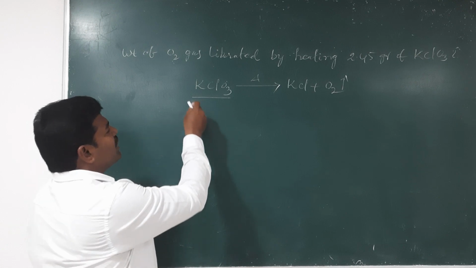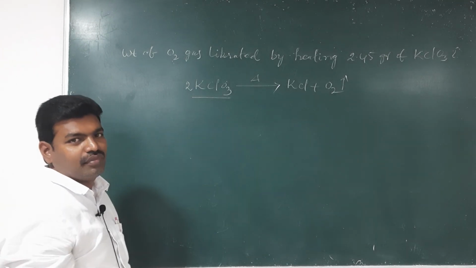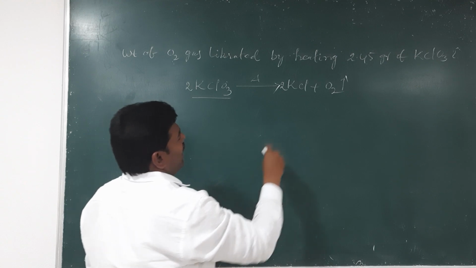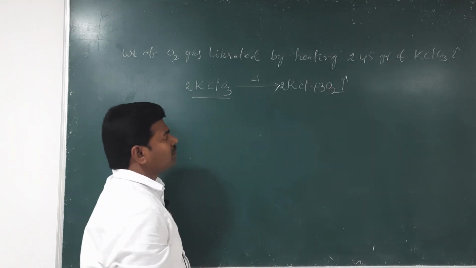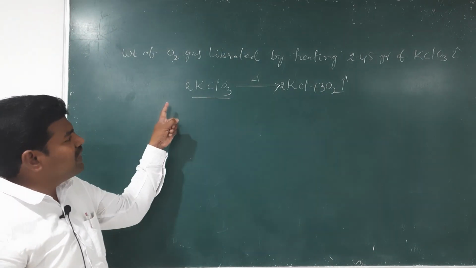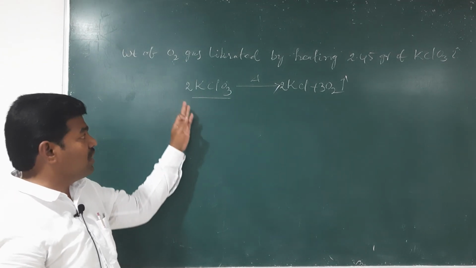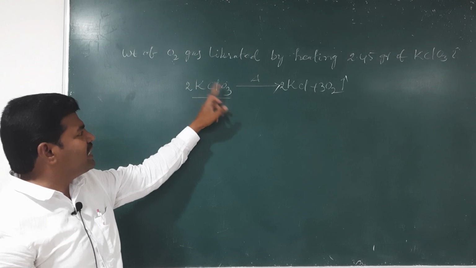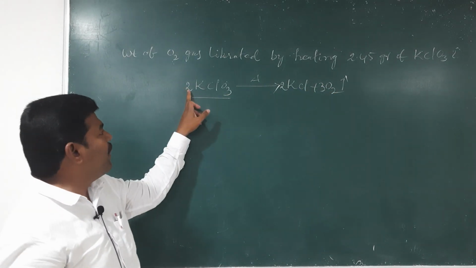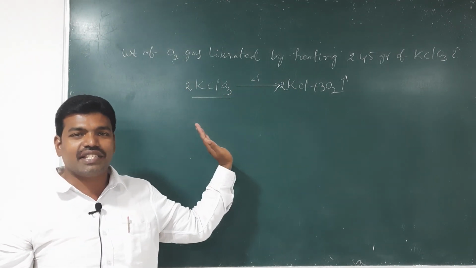For example, if you increase the number of moles of potassium chlorate to 2 moles, then we can get 2 KCl and 3 O2. Now this chemical reaction is a balanced chemical reaction, because oxygen 2 times 3 is 6 and 3 times 2 is 6, equal, potassium 2 and 2 KCl. So this chemical reaction is balanced.